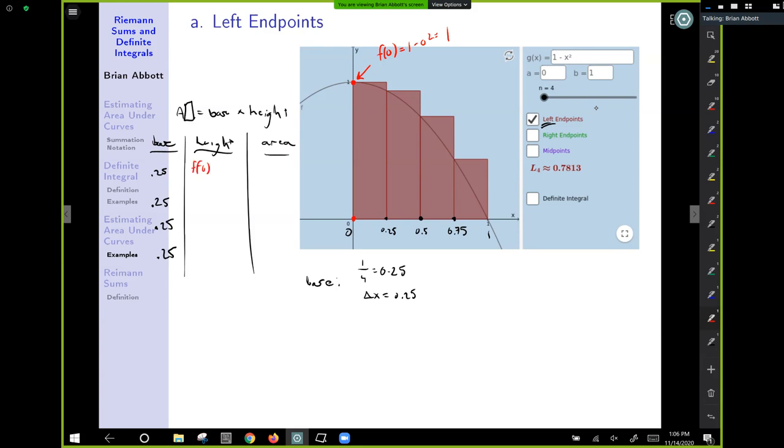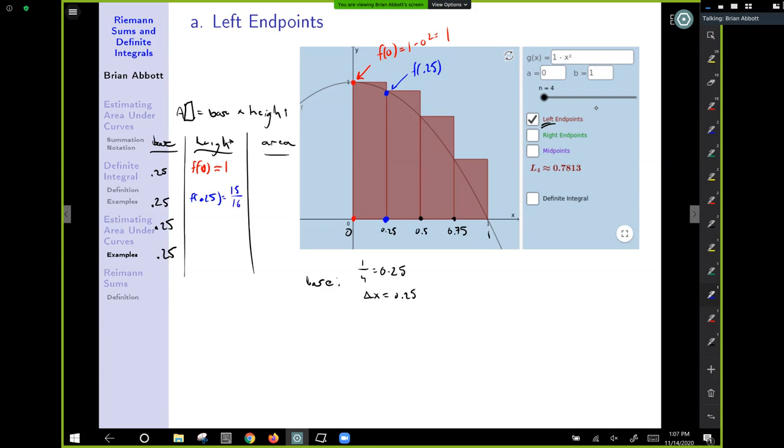I want to emphasize that the height of your rectangle is given by the function output for the particular point which your rectangle is defined by, because that endpoint will always be drawn from the point on the curve. So what is the next one defined by? So the next one, this input is at 0.25. So look up there, sure enough, that point on the graph would be f of 0.25. And so what is that, f of 0.25? Well, that's equal to 15 sixteenths if you do a little math.